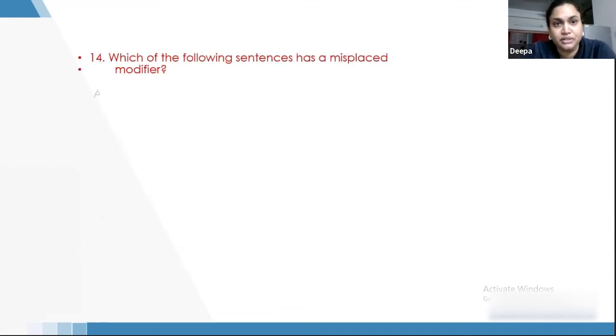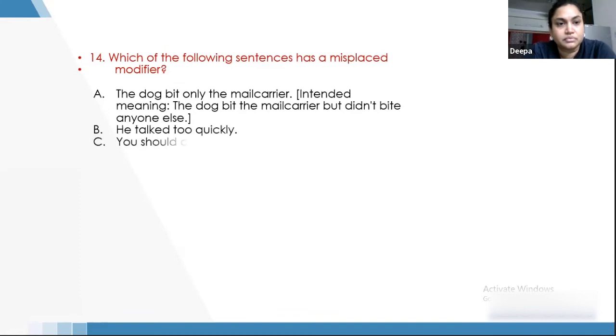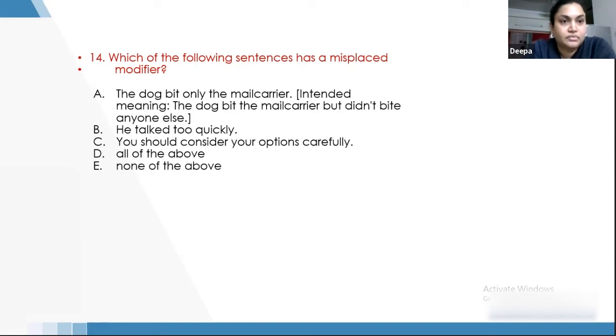Let's go to the 14th question. Which of the following sentences has a misplaced modifier? What is a misplaced modifier? The dog bit only the mail carrier. Intended meaning is the dog bit the mail carrier but did not bite anyone else. He talked too quickly. You should consider your options carefully. None of the above is the right answer because all of them sound fine.